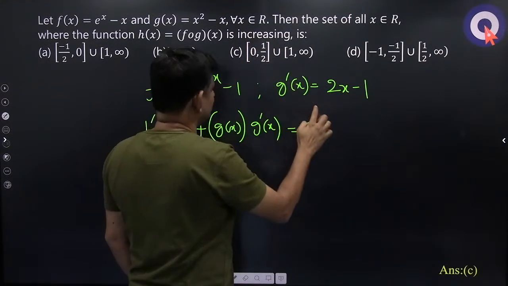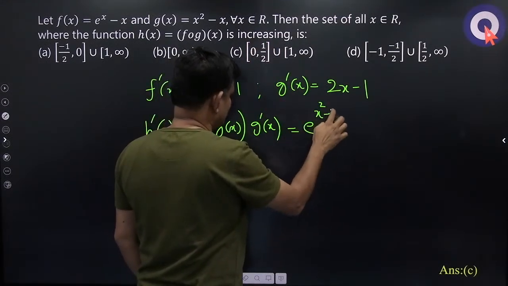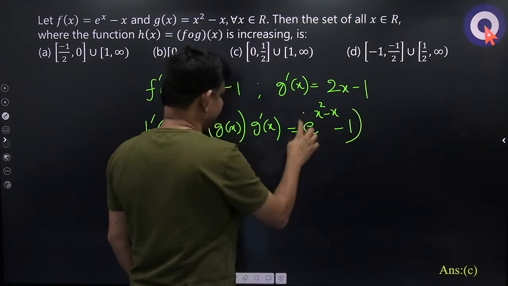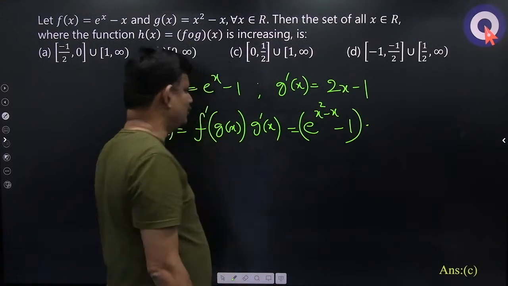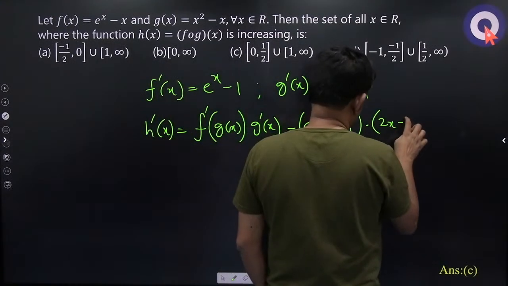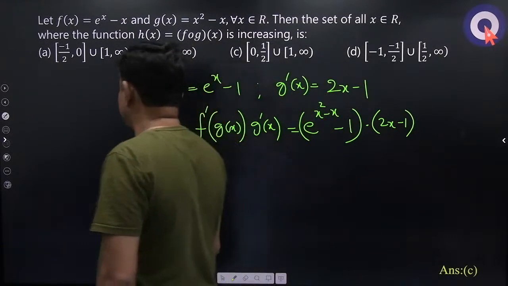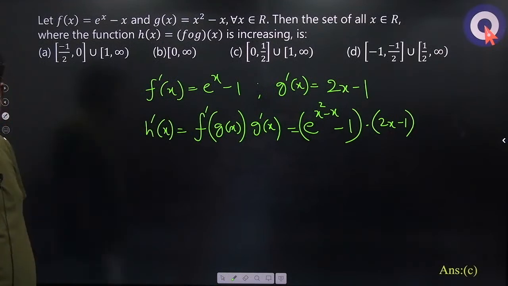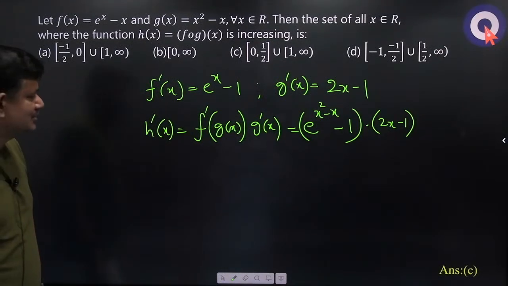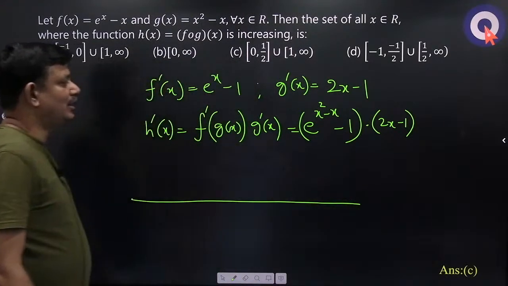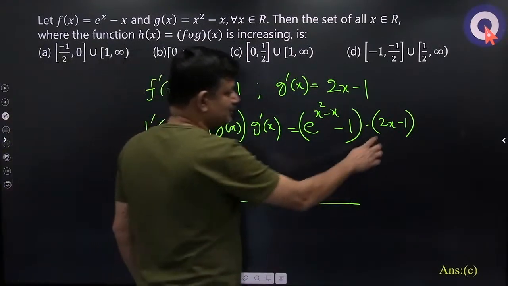So which is f dash of e power g of x. g of x is what? x square minus x minus 1, into g dash of x, which is 2x minus 1. This is your h dash of x. Now I need to see when h dash of x is positive and when it is negative. It all depends on whether this is positive or negative.